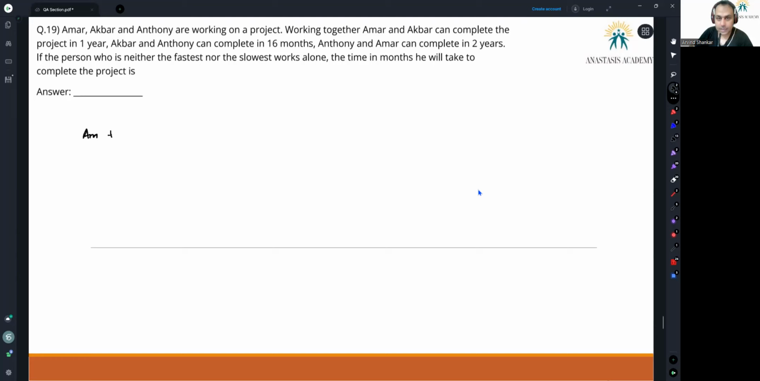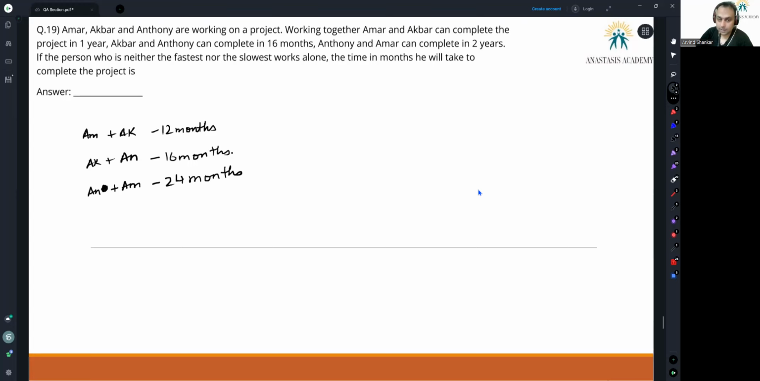Amar and Akbar take 12 months. And Akbar and Anthony take 16 months. And Anthony and Amar take 24 months. These are data points for their times taken.